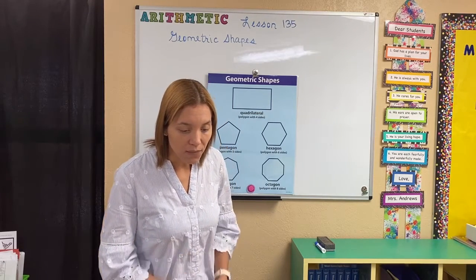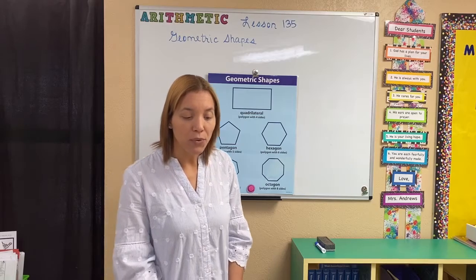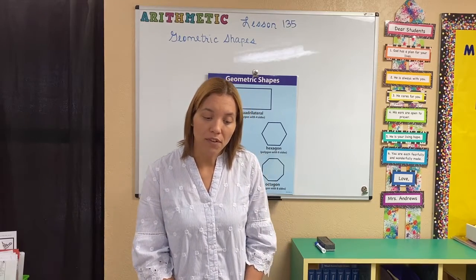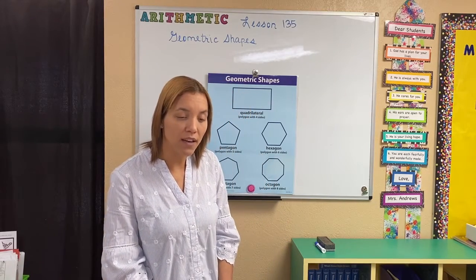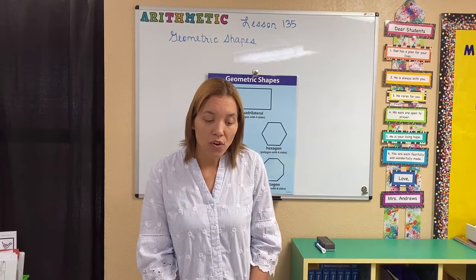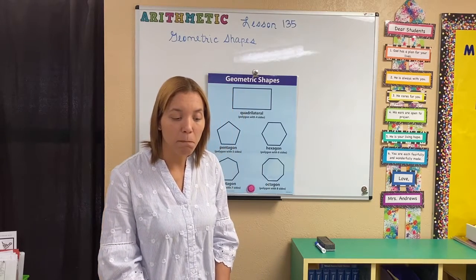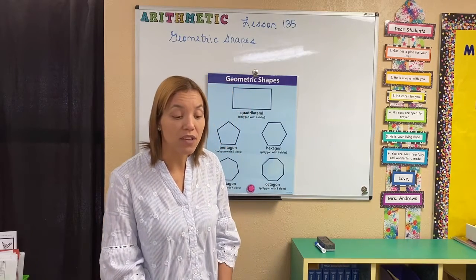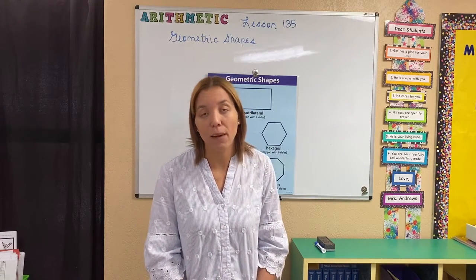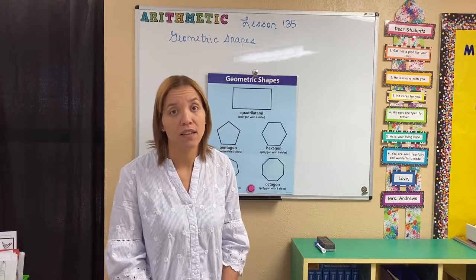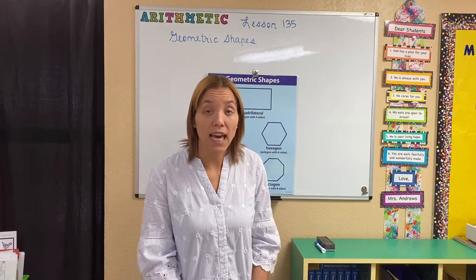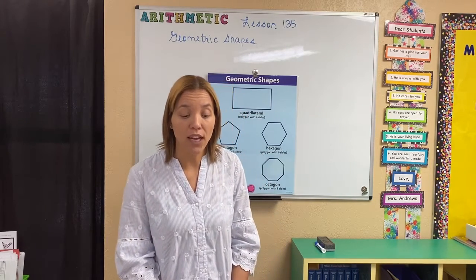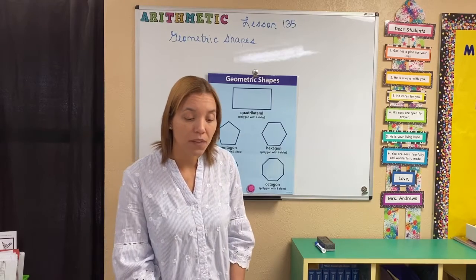Let's see. Number 3 says, write the number of sides each polygon has. So letter A, it says pentagon. If we look back at our definitions, how many sides does a pentagon have? That's correct, it has 5. So letter A should be 5.